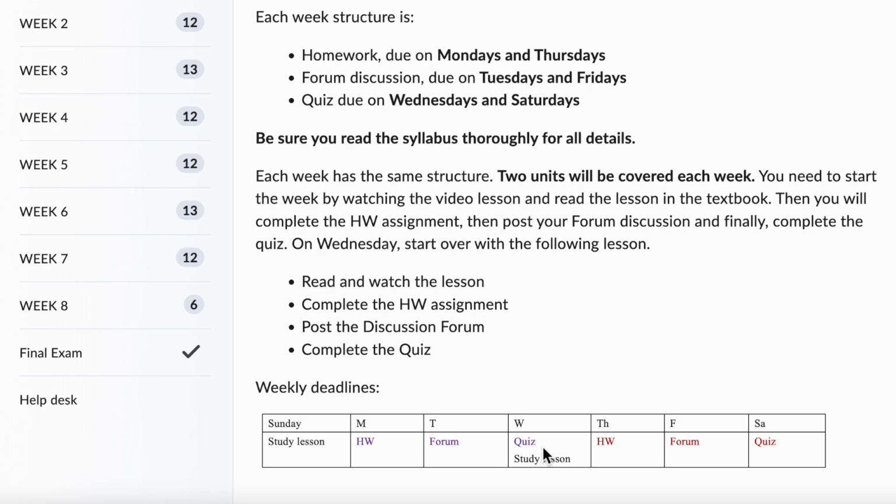And when you finish the quiz of the lesson, you start with the next lesson. The same Wednesday, you start with the next lesson. And on Thursday, you have again the deadline for the homework of that new lesson. On Friday, the deadline for the forum, and on Saturday, the deadline for the quiz. So all the weeks are going to have the same structure.